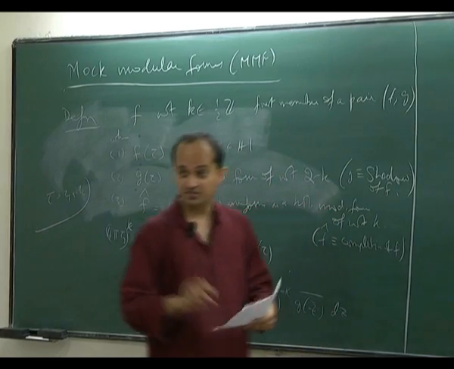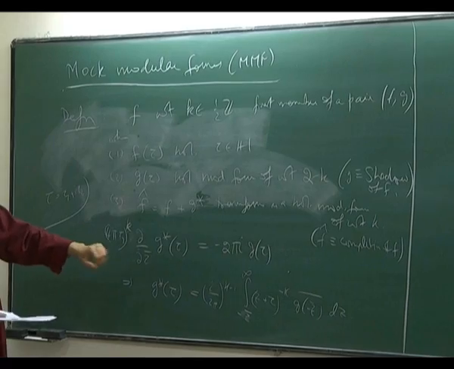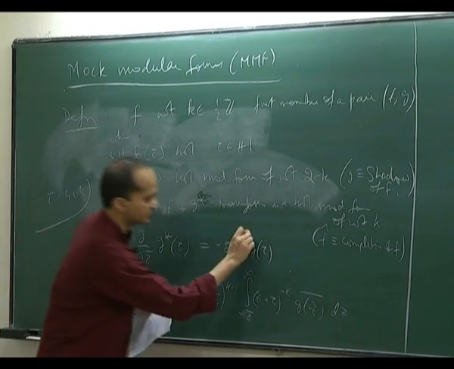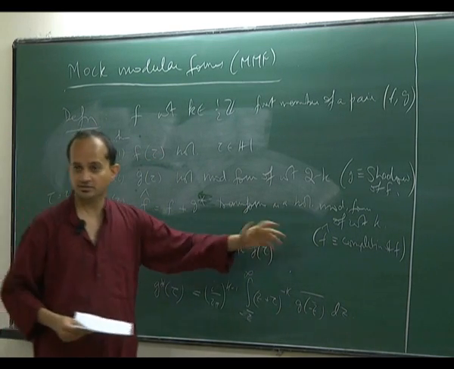G is still holomorphic. Both F and G are holomorphic. G star is real analytic, and here there's a bar, and the tau bar derivative of that is completely anti-holomorphic.